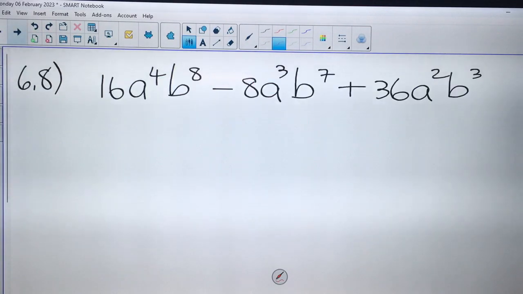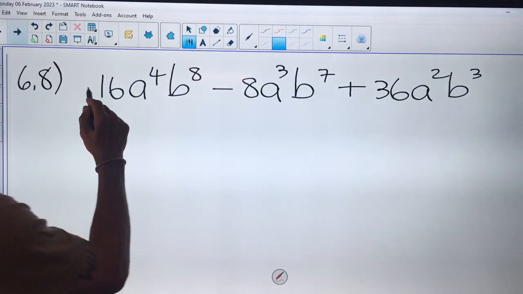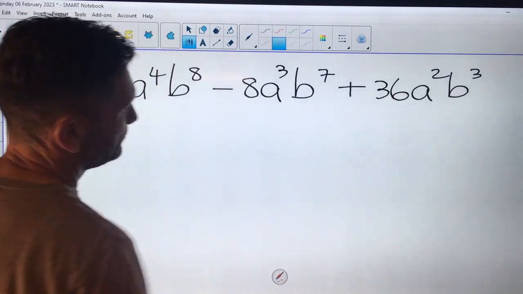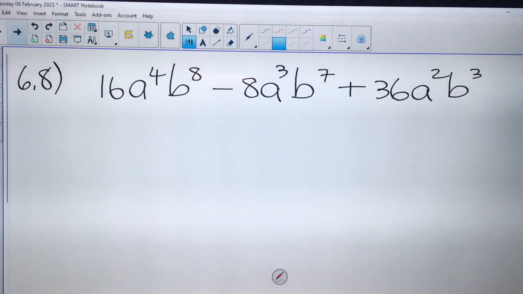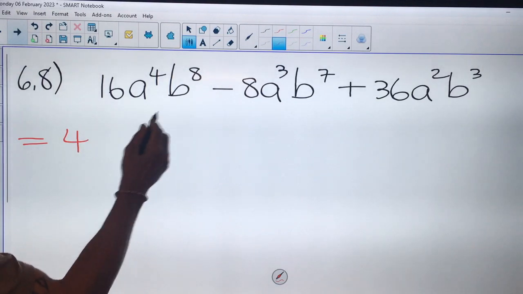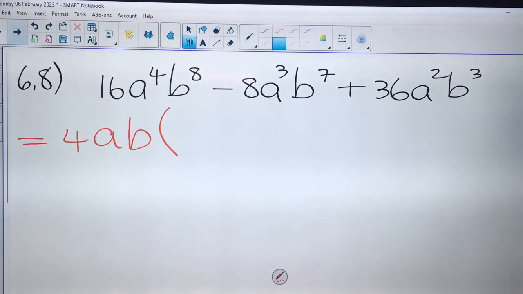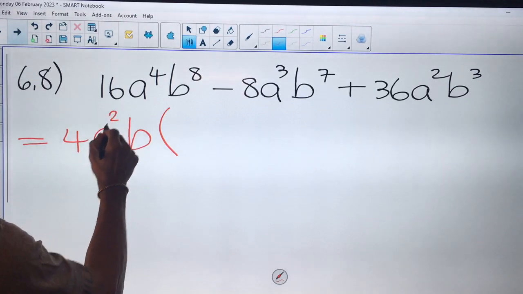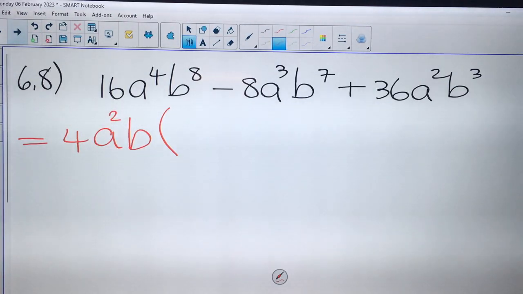Okay, next one, 6.8. I have 16, I have 8, and I have 36. So 2 is a common factor, but 4 is also a common factor. 8 will not work, so we'll go with 4. a and b are in all of them. So what will be the power of the a that I removed? Squared, the smallest one there. So that will be a squared. And the b's, what is the smallest one? Cubed. So that is the one with the power of 3.